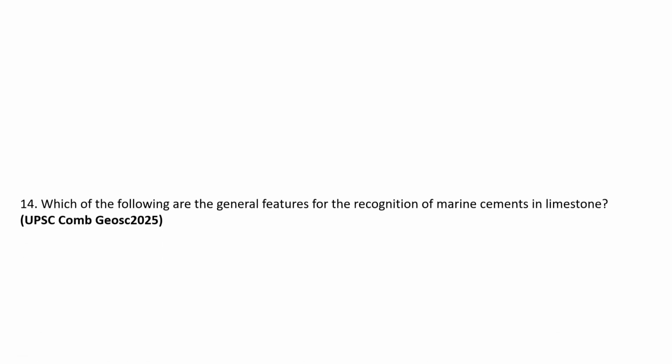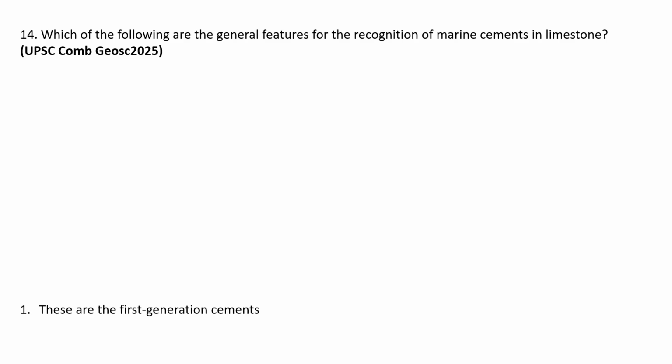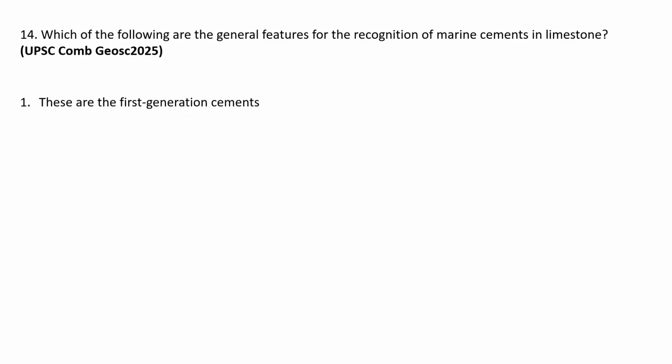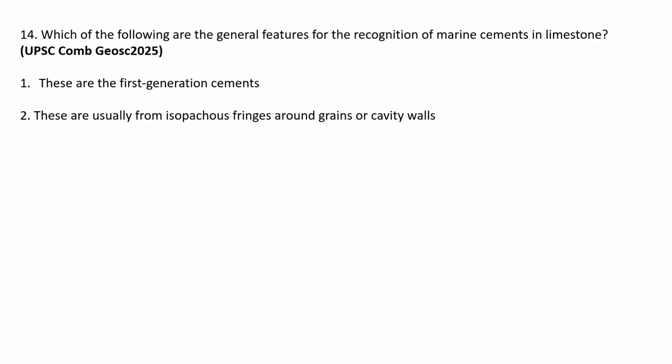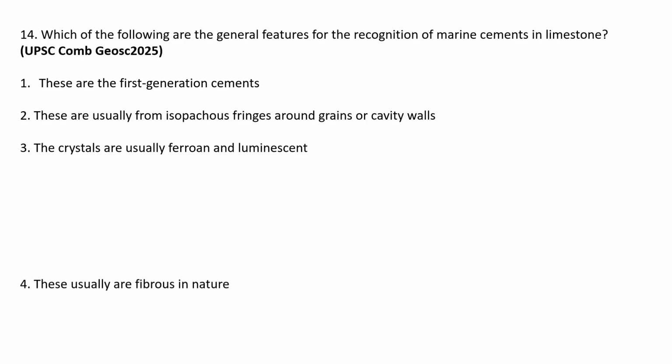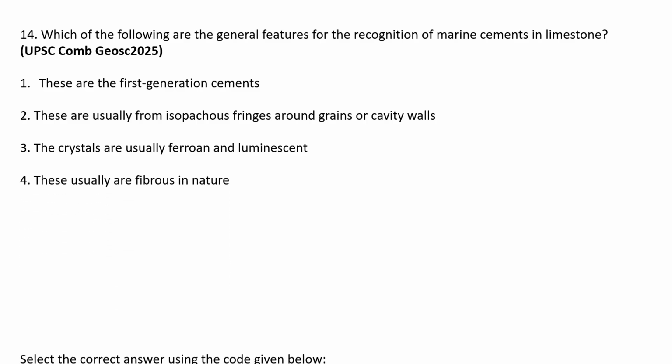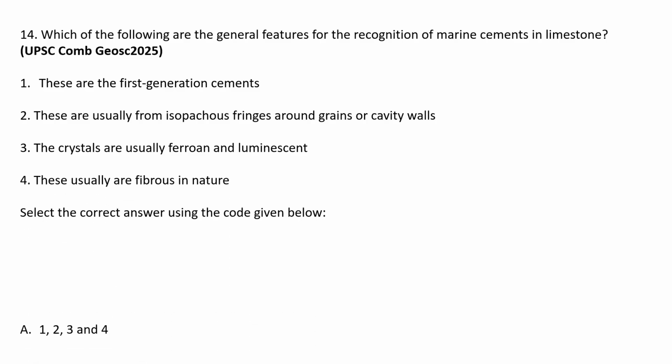Next question. Which of the following are the general features for the recognition of marine cements in limestone? 1. These are the first generation cements. 2. These are usually formed as isopachous fringes around grains or cavity walls, and the crystals are usually ferroan and luminescent. And 4. These usually are fibrous in nature. Select the correct answer using the code given below.